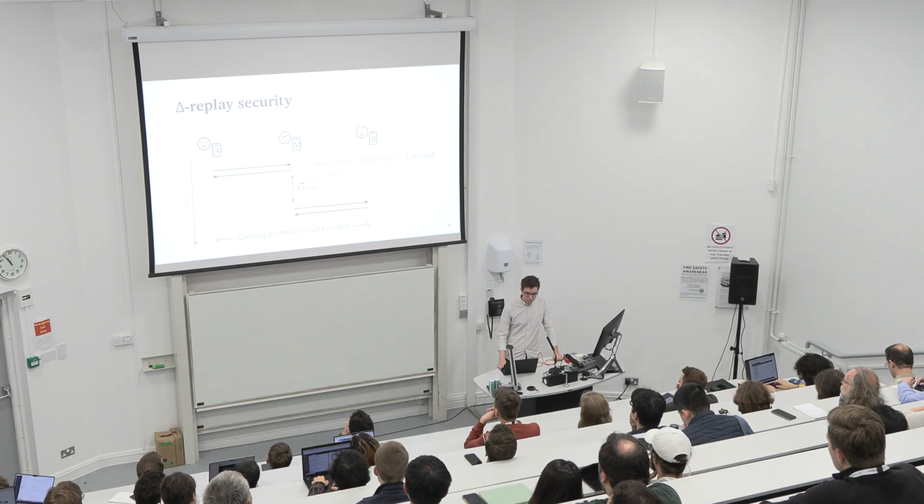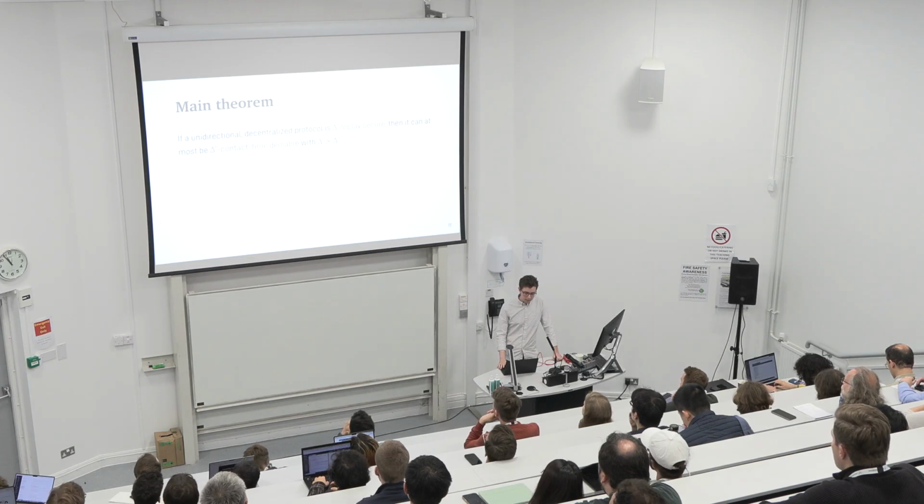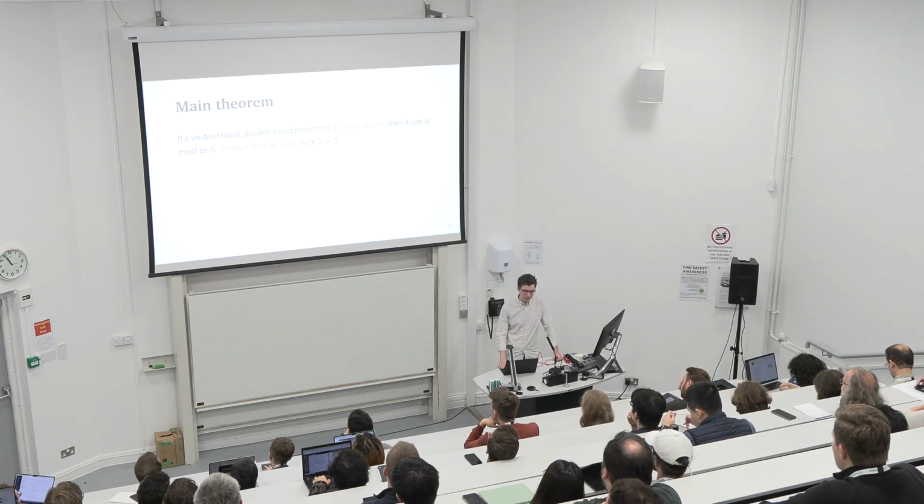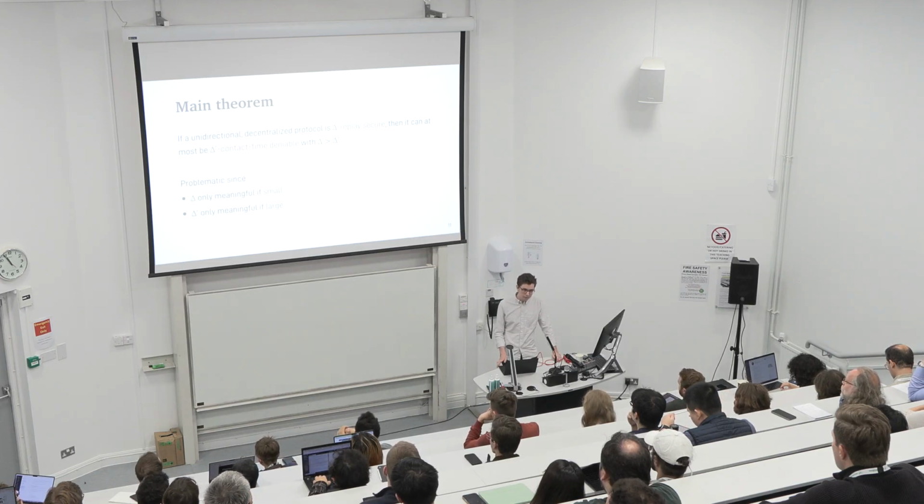And now equipped with this, let's look at our main theorem. The theorem states that if a protocol is unidirectional and decentralized, so these properties I showed beforehand, and it is delta replay secure, then it can at most be delta prime contact time deniable, where delta is strictly greater than delta prime.